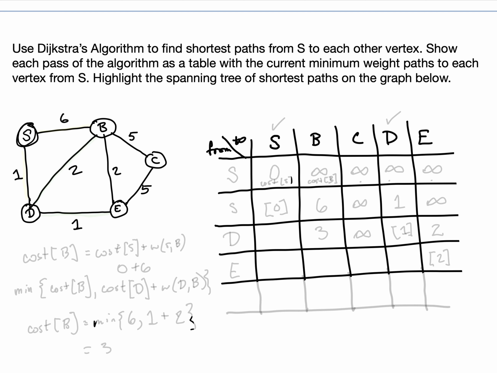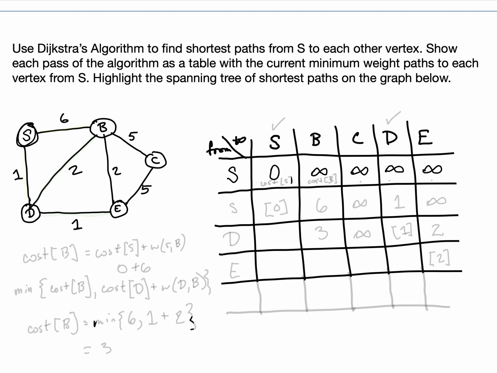So here's our starting vertex. We want to find the shortest paths to each other vertex. And we want to, at the end, highlight the spanning tree of shortest paths on this graph. So our first step is to say, okay, from S to these other vertices, at this point, the distance or the minimum weight path from S to itself is 0. At this point, the minimum weight path from S to all the other vertices is infinity because we have not reached them yet.